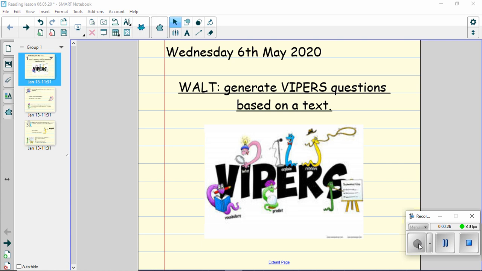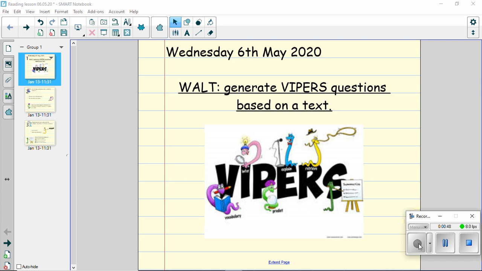The V stands for vocab. So we probably will be looking at some of the words from yesterday's vocab session. I stands for inference, so that's where we're looking at clues in the text. It might not say something directly, but we've got to read around what it does say in the text. P stands for predict, so we're going to be having a really good educated guess.